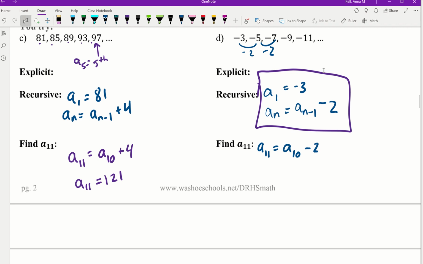Okay, so if I look at this again, this is the 5th entry. Okay, so to get to the 11th entry, I'm going to need to subtract 2 from this 6 more times. So I'm going to take -11, and I'm just going to kind of tick down that sequence until I get to that point. And if you try to figure that out, you should see that the 11th entry is -23.